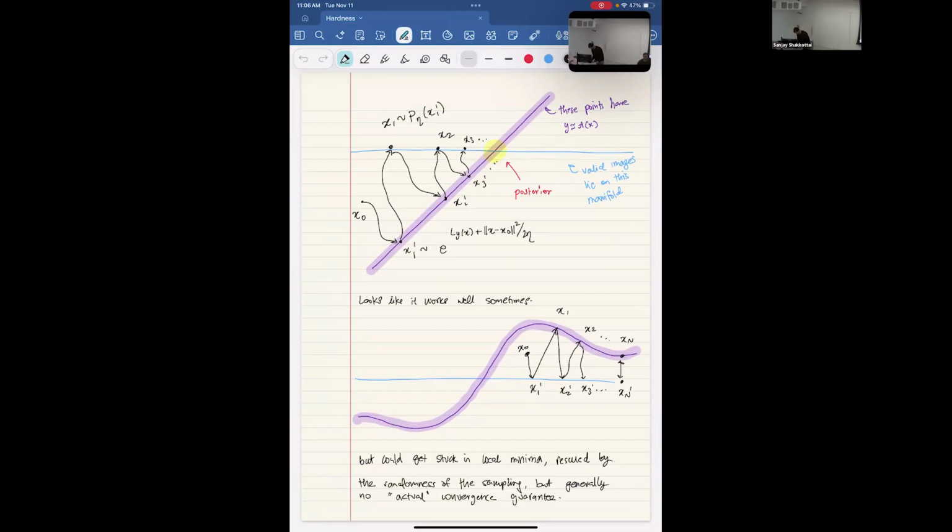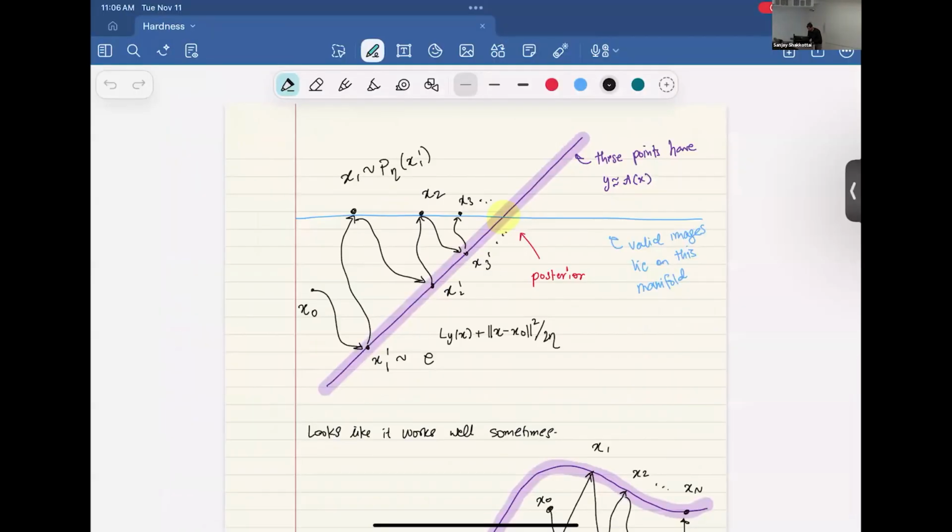Okay, thanks. So last time we talked about hardness. Basically, you can reformulate the posterior sampling problem as sampling from a distribution, and getting a KL guarantee to that distribution is hard. This is where we left off last time.